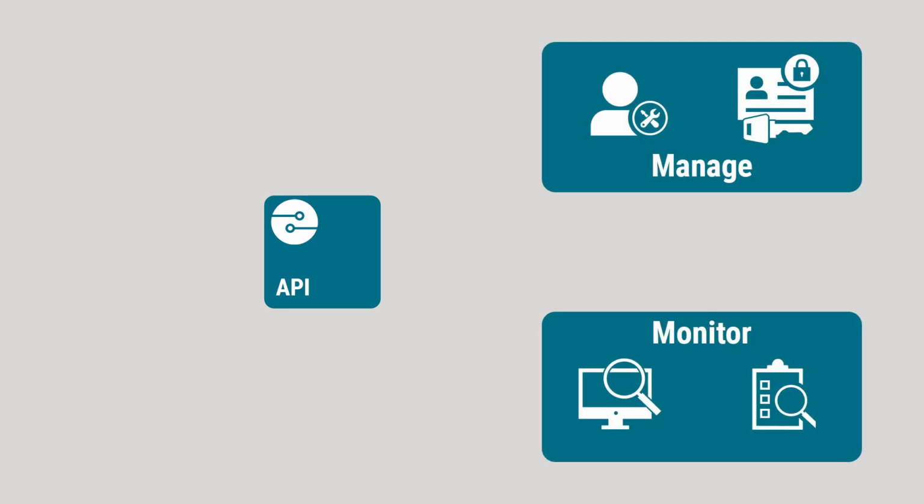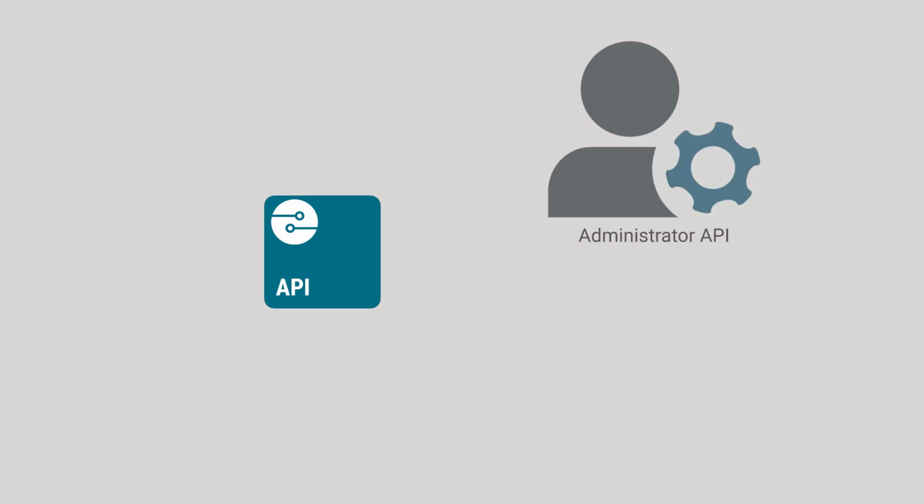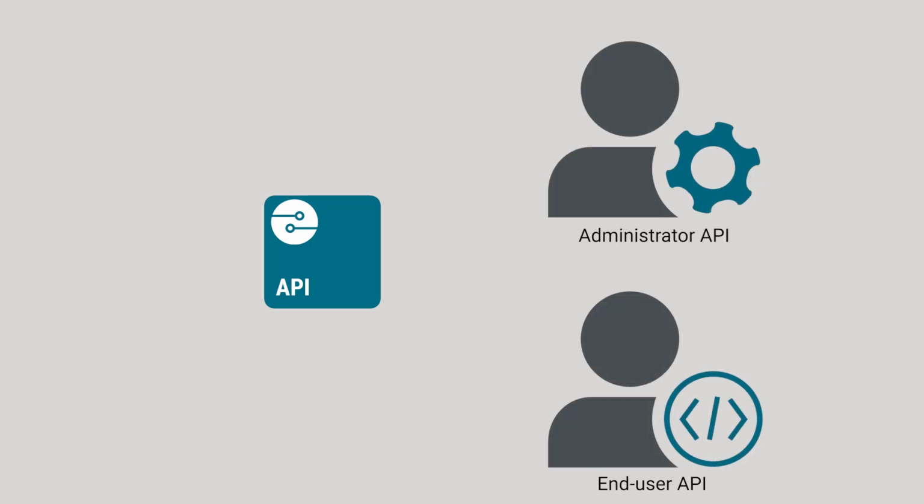SecureTransport, Axway's leading MFT solution, is engineered for API-first integration and is delivered with full REST API capabilities out of the box so that you can manage and monitor your MFT ecosystem with the same operational efficiency as you would your primary line of business systems. SecureTransport offers two REST APIs, the SecureTransport Administrator API and the End User API.